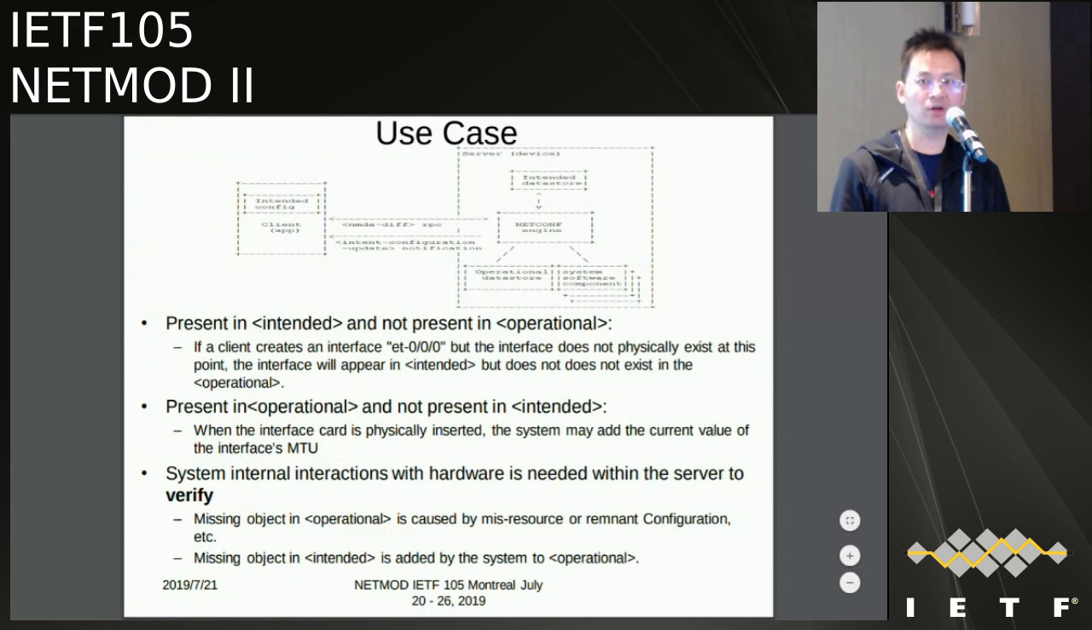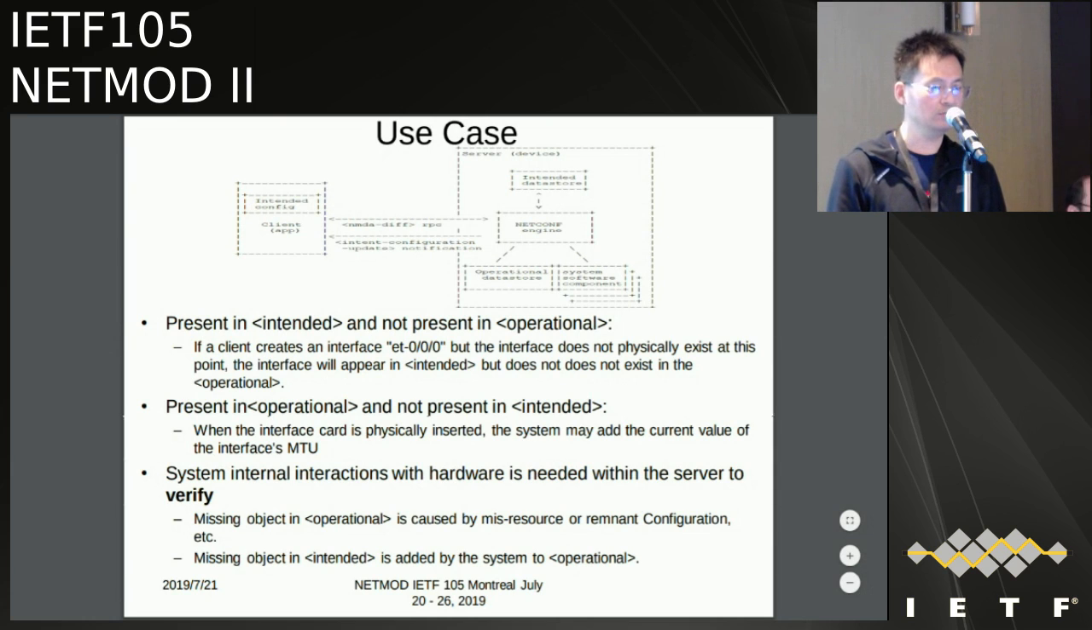And here we give 1 use case, and we think we can use NMDA to compare the intent with the operational data store. And we have 2 different cases. For some objects that may be present in intent but not present in operational, for example, you may have an interface that does not physically exist. So they can exist in the intent but not exist in the operational. Another case is they may be present in operational but not present in the intent. A typical case is interface MTU.